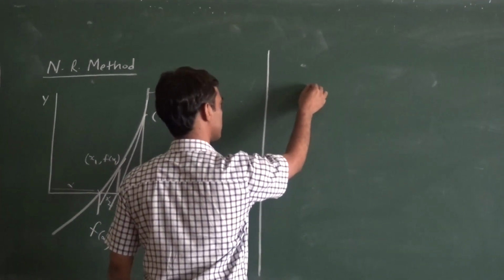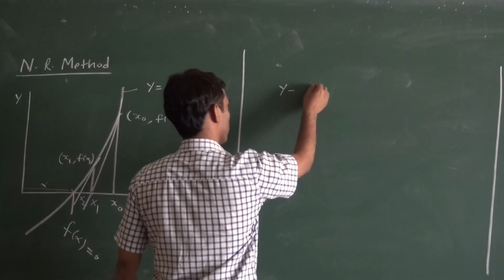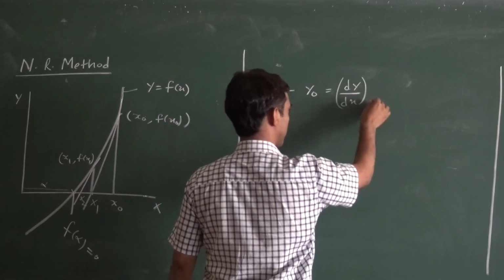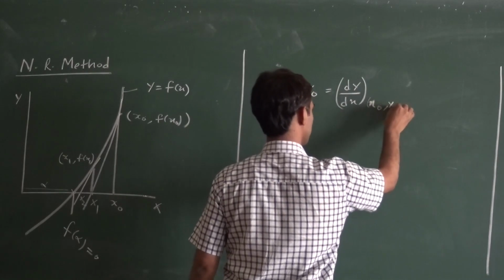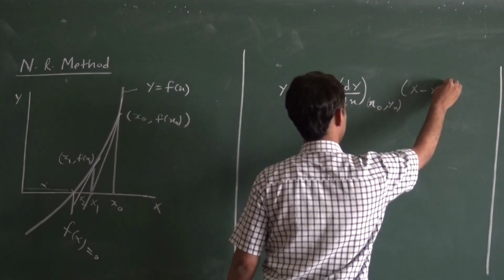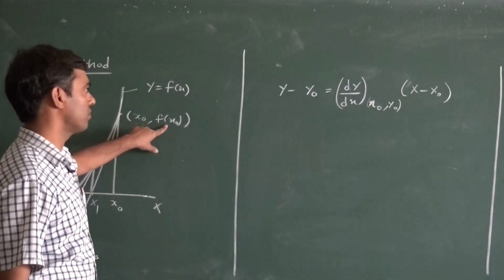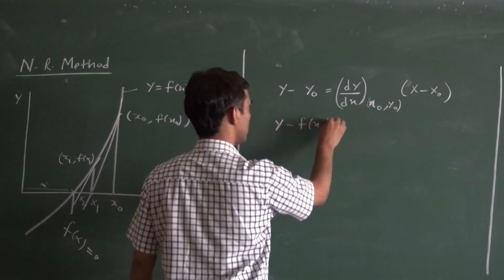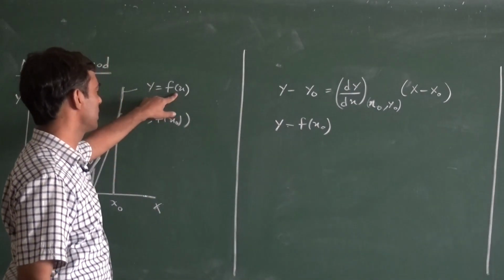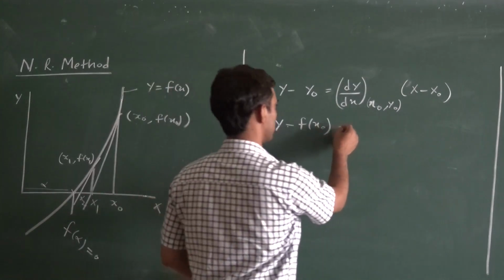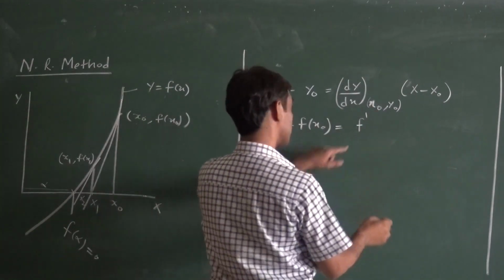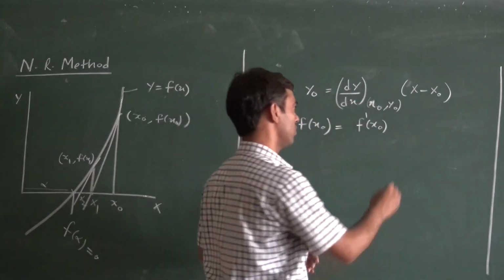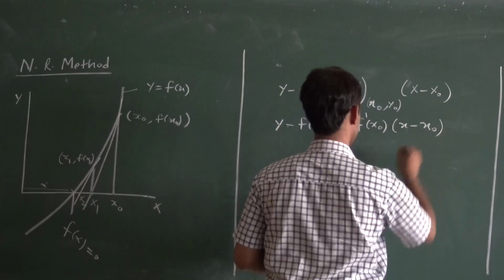So, what is the equation of a tangent? The equation of a tangent is y minus y0 equals dy by dx, the slope at x0, y0, times x minus x0. Here x0 is x0 and y0 is f of x0. So we write y minus f of x0 equals dy by dx. Since y is f(x), dy by dx is f dash x. So this equals f dash x at x0, y0; in place of x we write x0, times x minus x0.